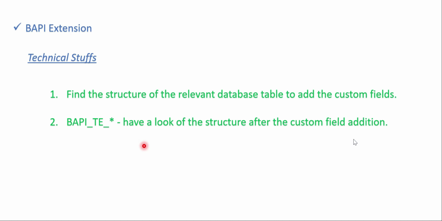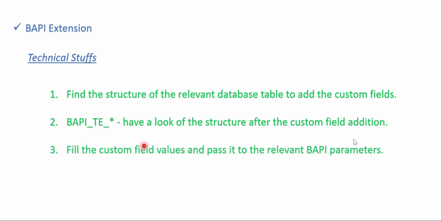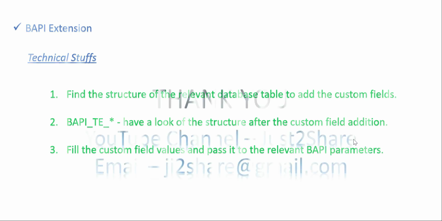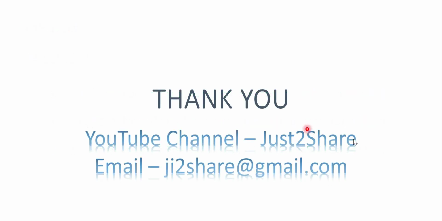So once you identify this, this is the one we are going to pass as one of the values in the extension BAPI parameter. Then fill the custom field values and pass them to the relevant BAPI parameters. This I also explained. So one of the BAPI parameters is ready to accept the custom field values. This is the way you need to design the BAPI extension as well as pass the value. Okay, so let's get into the system.